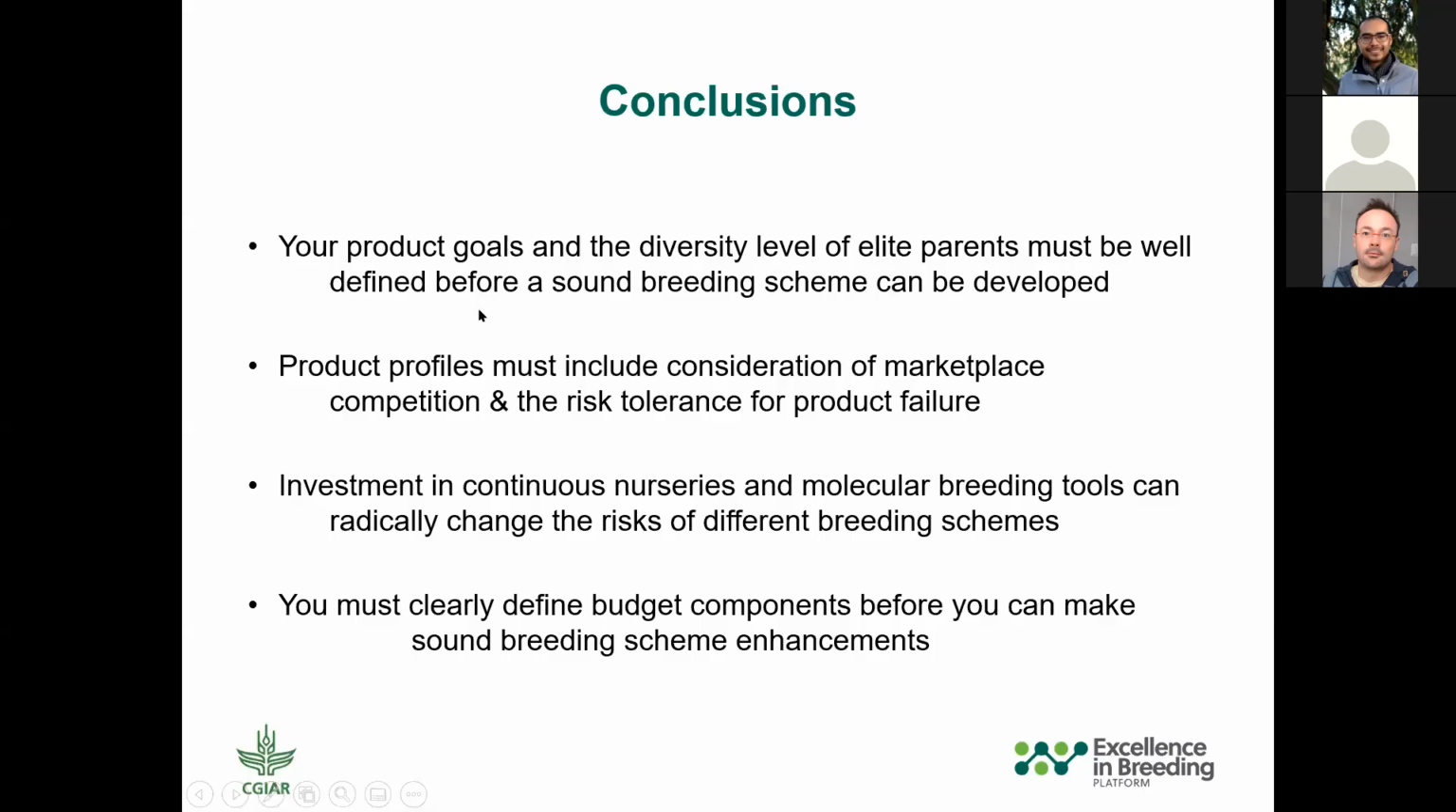So in conclusion, I would say your product goals and diversity level of the elite parents must be well defined before a sound breeding scheme can be developed. Product profiles must include consideration of marketplace competition and risk tolerance for product failure. Investment in continuous nurseries and molecular breeding pools can radically change the risk of these different breeding schemes. And in all cases, you need to clearly define the budget components so you can make sound breeding scheme decisions.